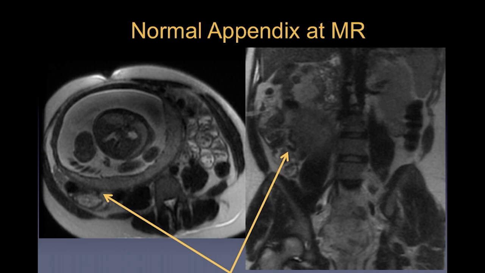So here's some examples. First, of a normal appendix at MR. We see just this little tiny dot in cross section here, the nice normal appendix, and this little squiggle on the coronal, a nice normal looking appendix. It was very small, had air in the lumen. We were able to exclude appendicitis in this patient.